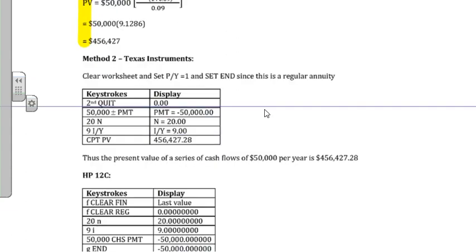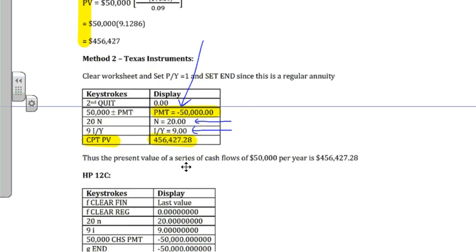What do we see? Payment minus 50,000. Guys, can you see again, I've made the payment a minus number. N is 20 years, interest rate 9%. What does it tell me? I get an answer of $456,427. What does that tell me? It tells me that if I put this amount of money down, this is the present value, 456,427, that will entitle me to payments of $50,000 every year for the next 20 years. Everybody comfortable?